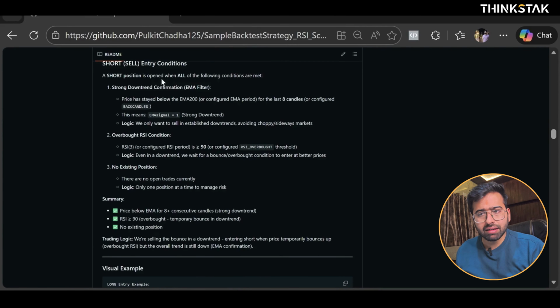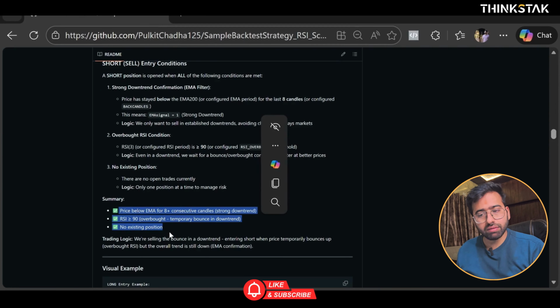Opposite is for sell. We are checking for a strong downtrend signal, and then RSI should be overbought above 90. When these two conditions meet and there is no existing position, we are going to go for the trade.